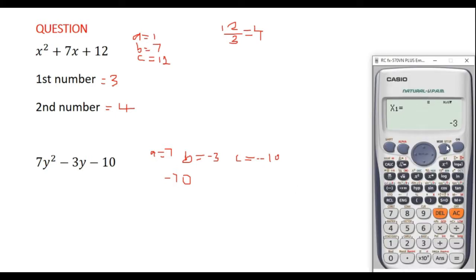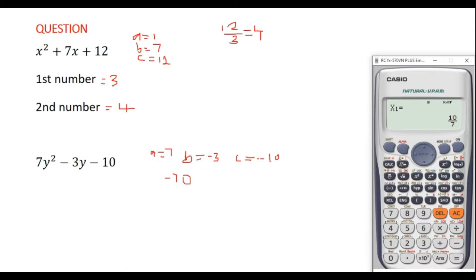Now you go on to the calculator and you punch the equation into the calculator. So as I said, you press on mode, you pick the fifth option, then you pick 3, which is quadratic equation. So A is 7. You press 7 and you press equal to. B is -3. So you press -3, you press equal to. C is -10. So you press -10 and press equal to. Then the final equal to. So you see from here that S1 is giving us 10/7.